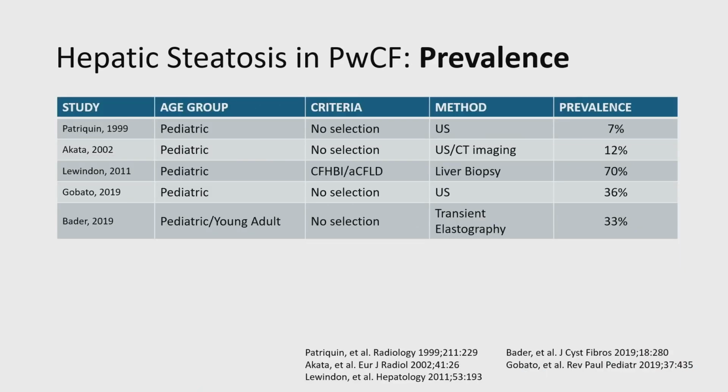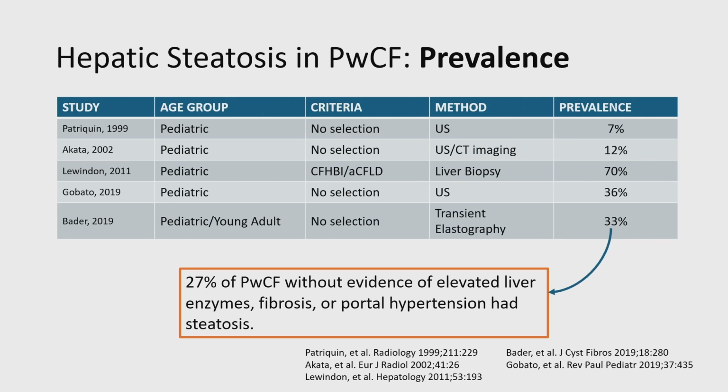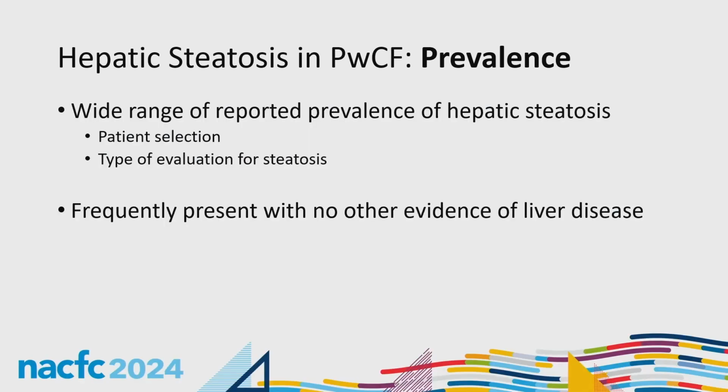So what do we know about the prevalence of hepatic steatosis in persons with cystic fibrosis? It's actually quite common. There's a series of papers listed here, and it ranged from 7% up to 36% of patients. In one study in 2019 by Bader, 27% of patients without evidence of any liver disease had steatosis when the whole population was screened. So you can see there's a wide range of variability in the reported prevalence.